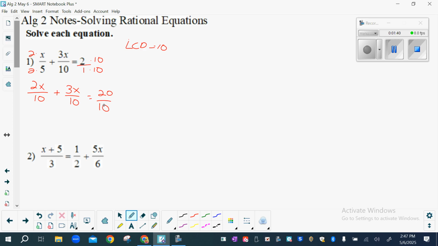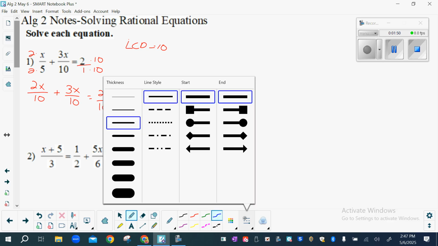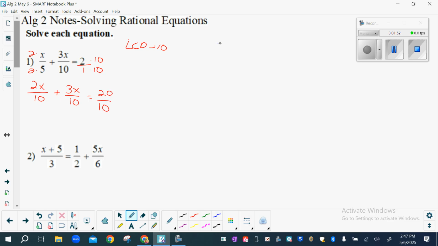So we're going to do something to both sides of the equation. What is it that we're going to do to both sides of the equation to get rid of the fraction? Multiply by 10. That's right. So we're going to multiply both sides by 10. So we're multiplying this side by 10 and this side by 10. That's what Aiden said.